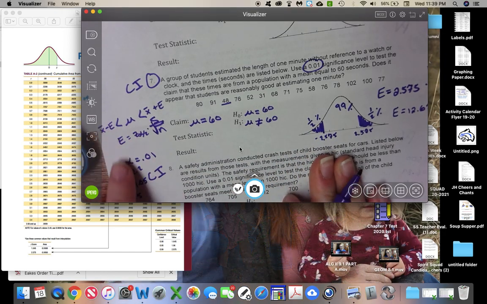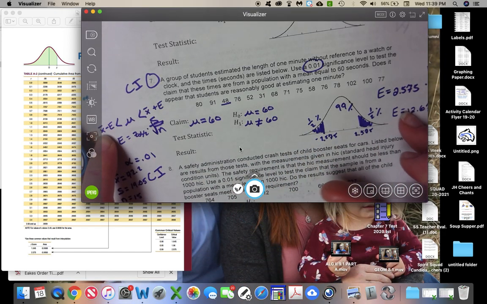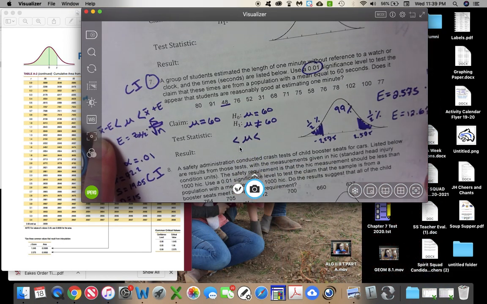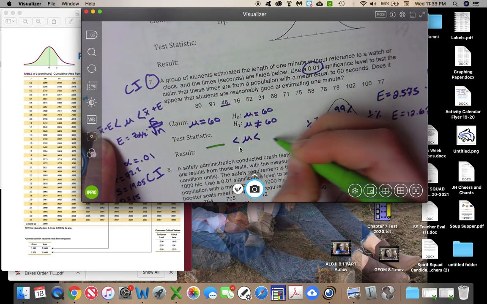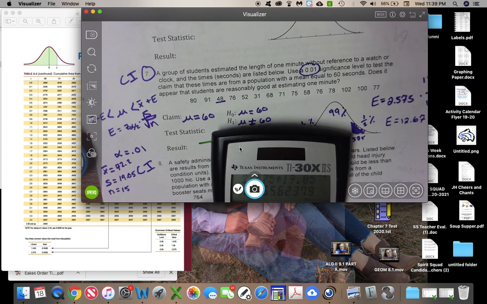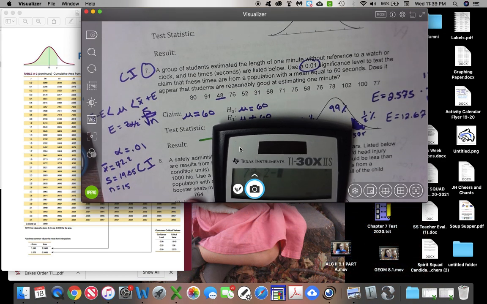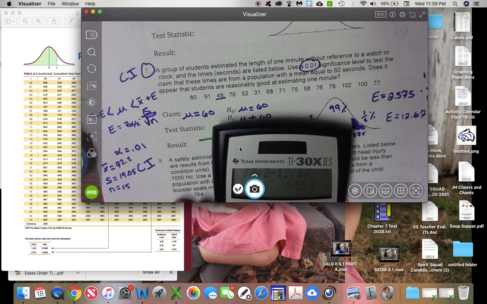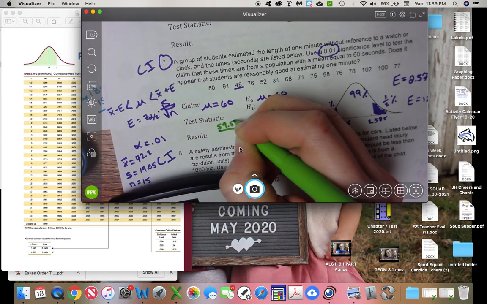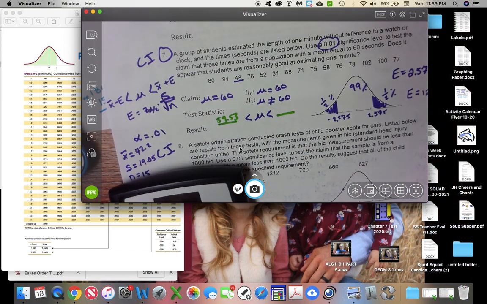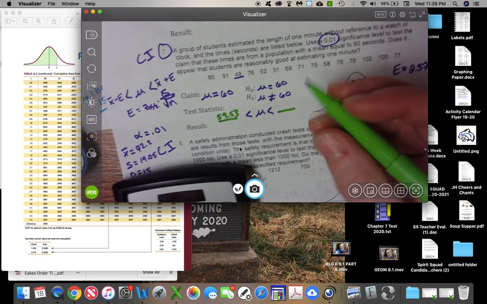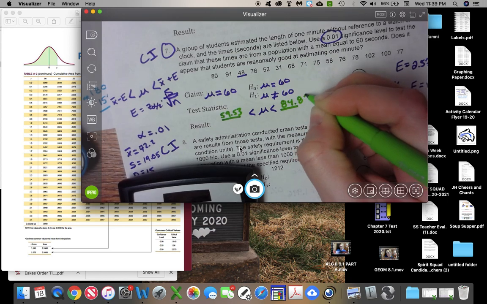Last thing, construct our confidence interval. I'm going to take my average, add the error, and subtract the error, and write out what that is in the middle. My average was 72.2. So 72.2 minus the 12.67 is 59.53, and plus is going to be 84.87.